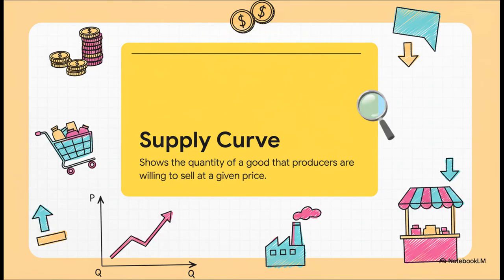Of course, it takes two to tango in a market. The supply curve shows us the other side of the story, the producers. And for them, the logic is totally flipped. A higher price means more potential profit, which makes them want to produce more. It might even convince new companies to jump into the market.